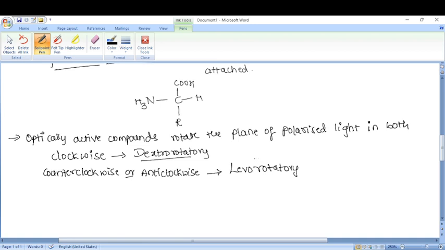Is it clear about dextrorotatory and levorotatory? Dextrorotatory means the rotation of the plane of polarized light is in the clockwise direction. Levorotatory means the rotation of the plane of polarized light is in the anti-clockwise direction. And optical activity is measured by polarimeter.